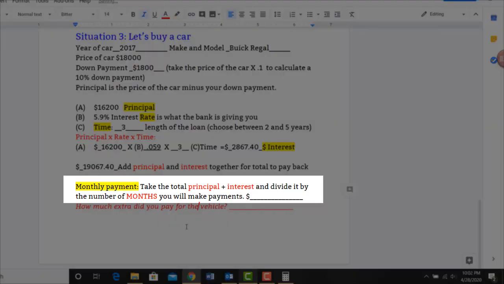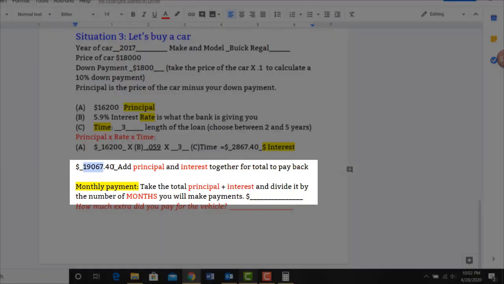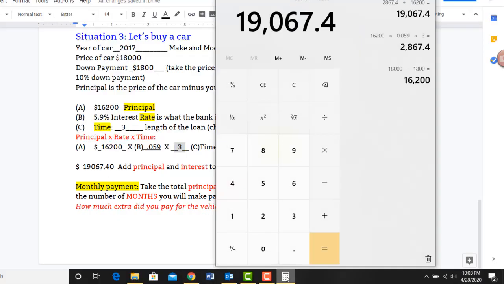Now, here's where you figure out what you're going to pay every month. Monthly payment. Take the principal plus interest, which we did right here in this one. You just did that. And divide it by the number of months, not years, that you will make payments. So I need to take 19,067.40 divided by how many months are there in 3 years. I hope you said 3 times 12 equals 36 months. So I have to divide that by 36 months.